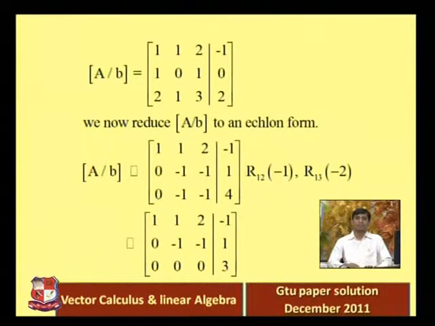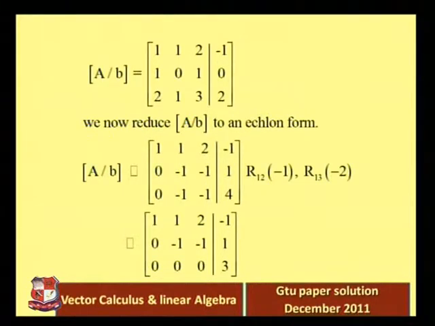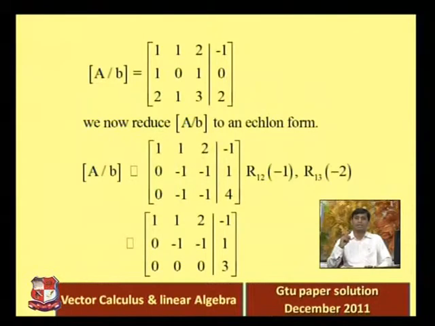Now the next step: we multiply the second row by minus 1 and add it to the third row. We are trying to convert this matrix into a row echelon form, and you know the condition for a row echelon form. The first leading entry is 1, and below that leading entry we have 0. Now in the second row we have the leading entry minus 1, and we are trying to make the entry below it 0.